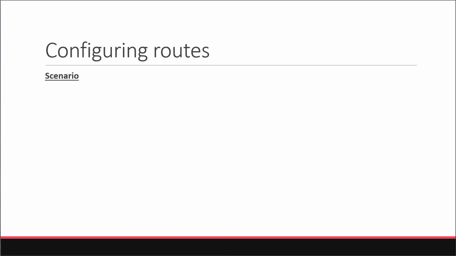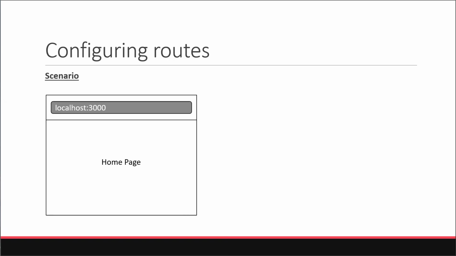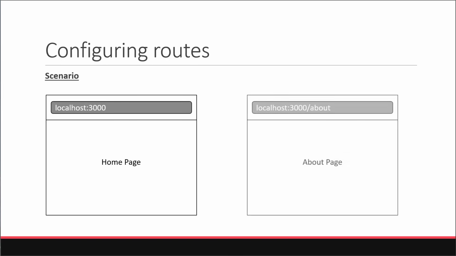Welcome back. In this video, we're going to learn how to configure routes with React Router. For our scenario, we're going to set up two routes. The first route is the home route. If the user navigates to localhost port 3000, they should be able to see the home page, and if they visit localhost 3000/about, they should be able to see the about page. Let's head over to VS Code and understand how to achieve this with React Router.